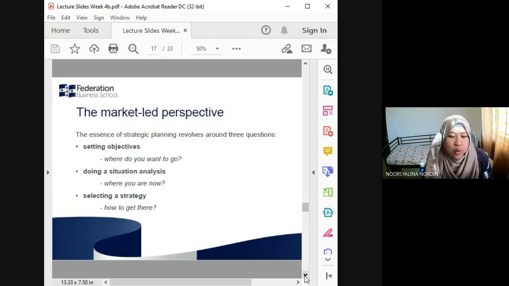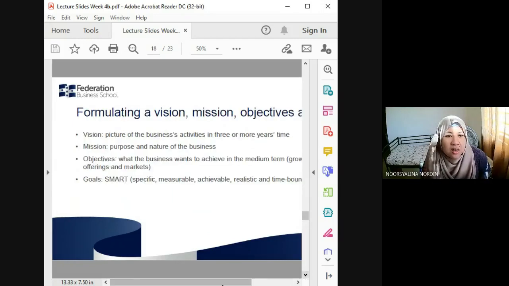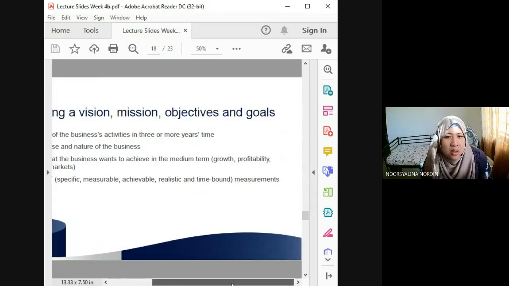Okay, so the market-led perspective, we do have setting objective. Where do you want to go? So this is most commonly like future goals. And then doing a situational analysis, where you are now. So maybe you can do some end-of metric, SWOT analysis, Michael Porter. This is one of the models that I mentioned just now. This is some of the situation analysis that you can go. And selecting a strategy, how to get there. Michael Porter strategy, or maybe like end-of metric, also one of the strategies, to select the best in order to pursue your business.